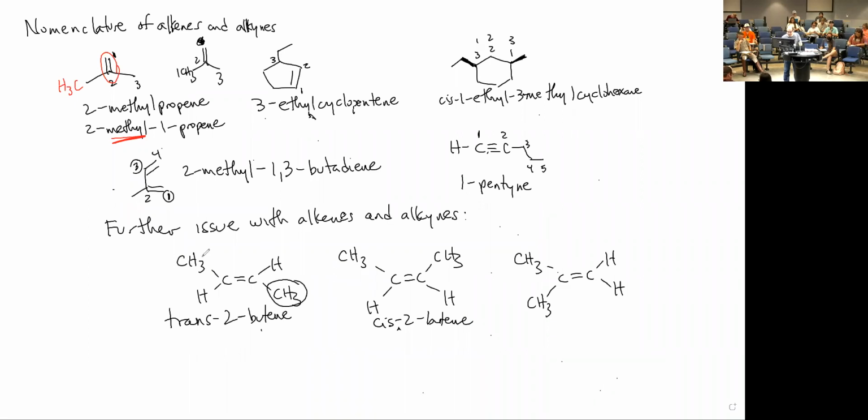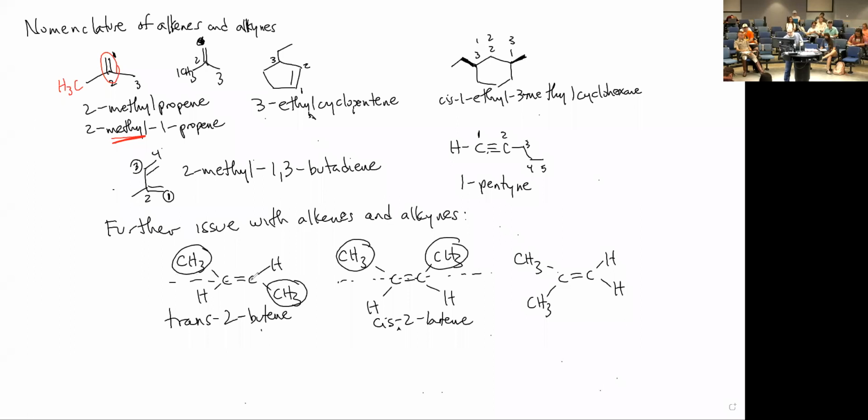So here, the two larger groups, the two methyl groups, are on opposite sides. So that's why we call it trans-2-butene. Here they're on the same side. The two larger groups are on the same side. So that makes it cis. By side, I mean on the same side of the double bond. So if you need a visual aid, you can draw a dotted line going right down the double bond. And that might help you to see it a little better.